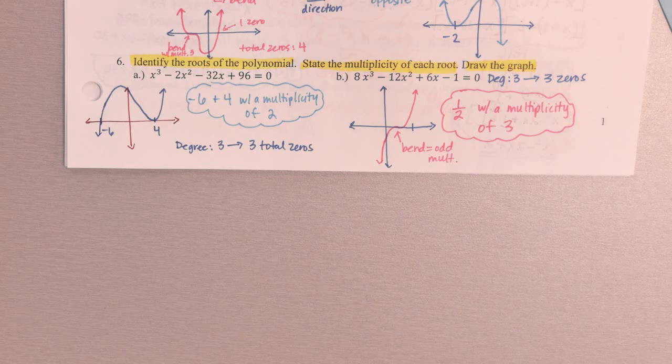Because the degree is 3, there are 3 total zeros. So this counts for 2, this counts for 1. So it's negative 6 and 4 has a multiplicity of 2. Okay? If it's a multiplicity of 1, you don't have to tell me that.